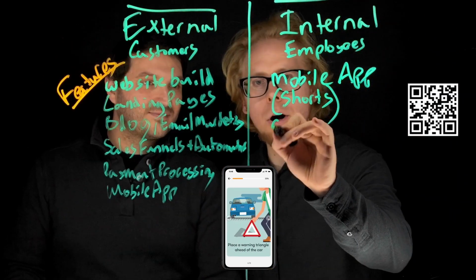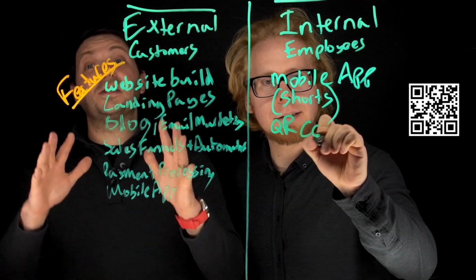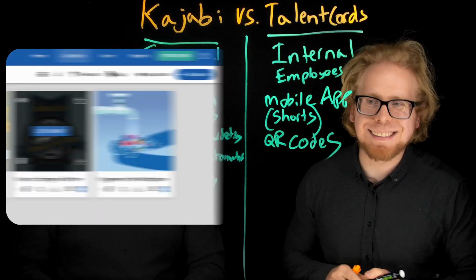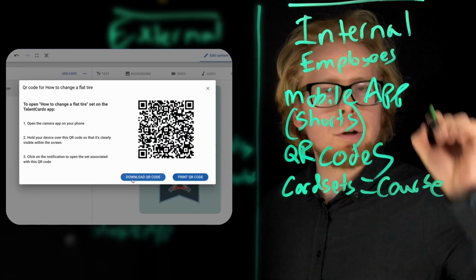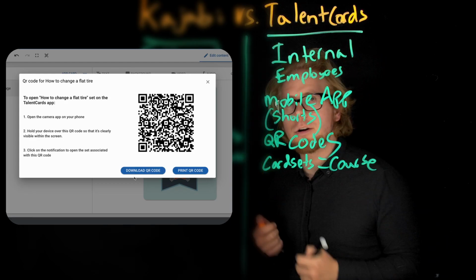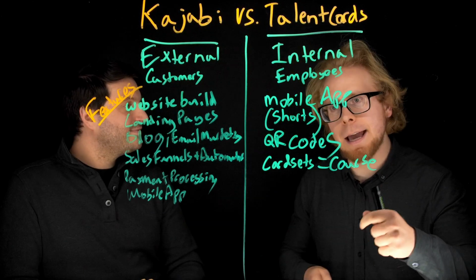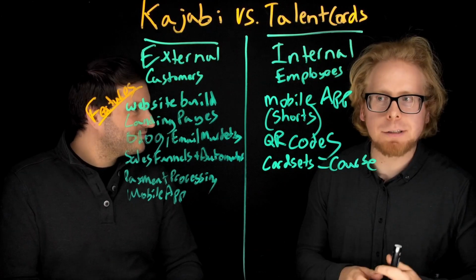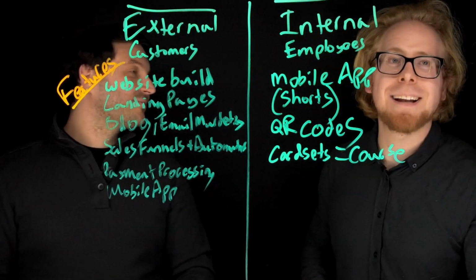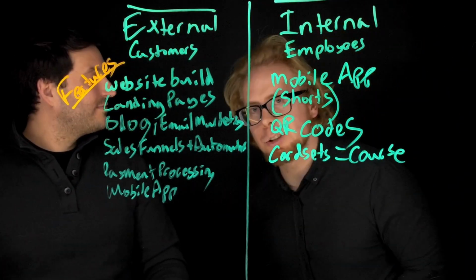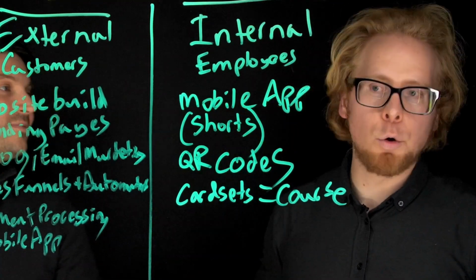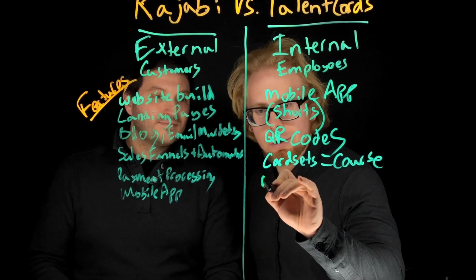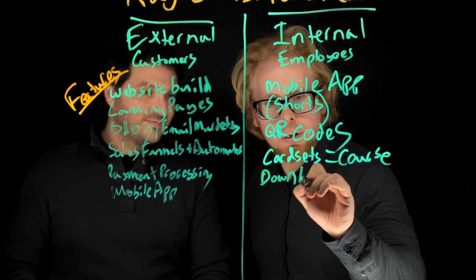TalentCards has QR codes, which is super cool. You can build out a card set. They call card sets the same thing as a course. So when you build out that card set, you're gonna have a QR code that your learners scan that will give them immediate access to that card set. It will automatically open the card set on their phone so they can start training in exactly what they need in that location. You can also download modules onto your phone.